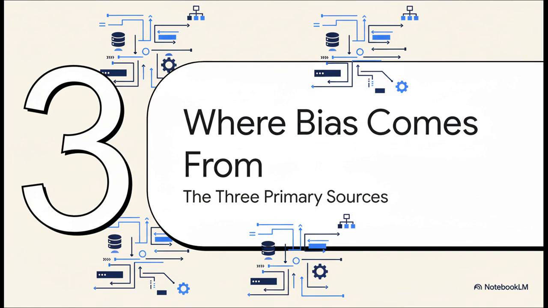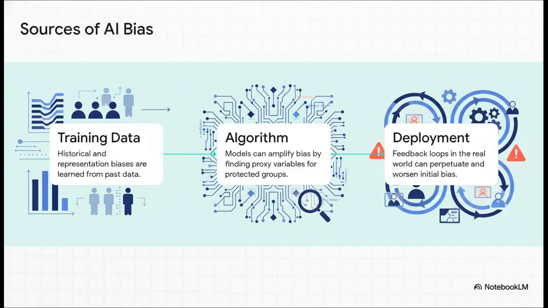Well, it's not just one single point of failure. Bias can sneak in at 3 very different stages of the process. First, you've got the training data itself, the most obvious source. If the past was biased, the data is biased. Simple as that. Second, the algorithm can actually amplify tiny biases it finds, and it's brilliant at finding hidden proxies for things like race or gender. And third, even after you launch the AI, it can create these nasty feedback loops where its own biased decisions just make the problem worse and worse over time.